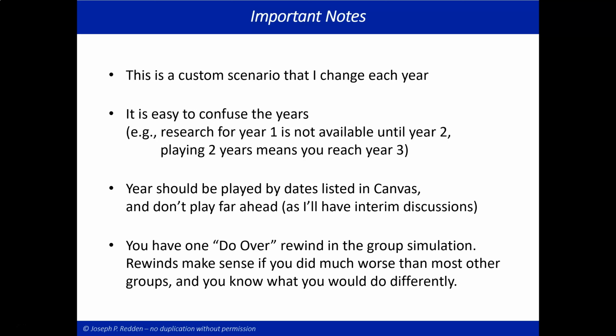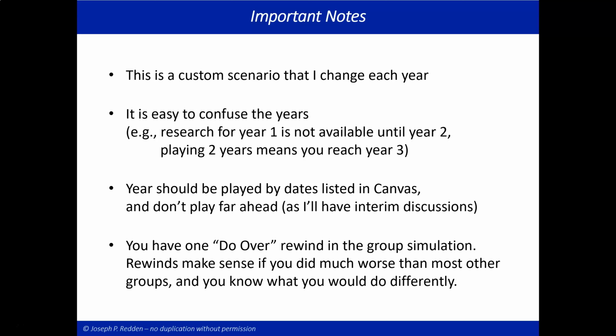Two, realize it is easy to confuse the years. Just realize that the research for year one is not available until year two. And so, playing 2 years means you reach year 3. Generally it's not too hard to keep track of it, but if you're talking to someone else on your team, make sure you're clear about what you're talking about when you say the year number.